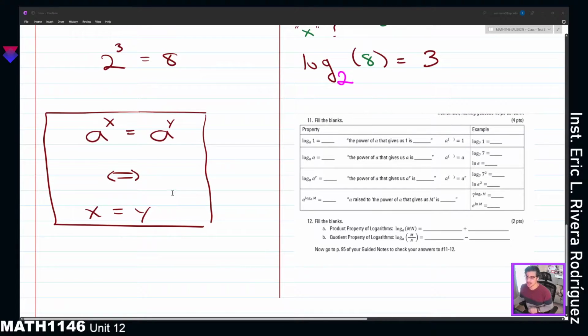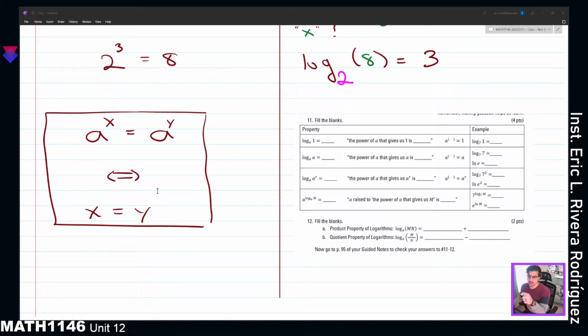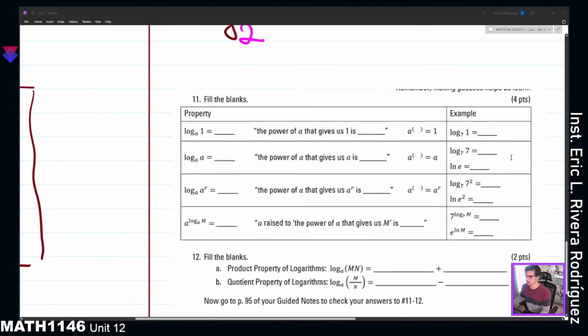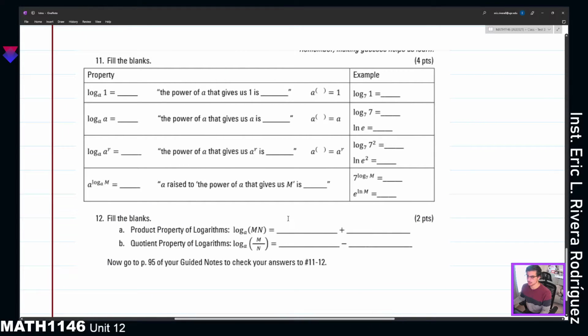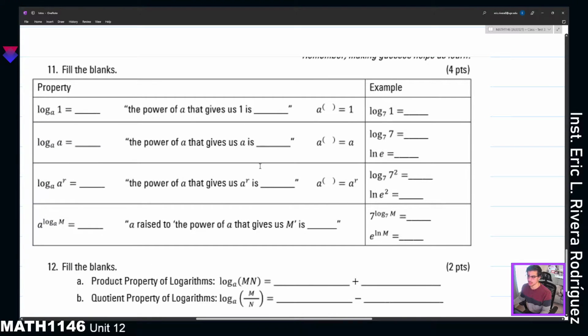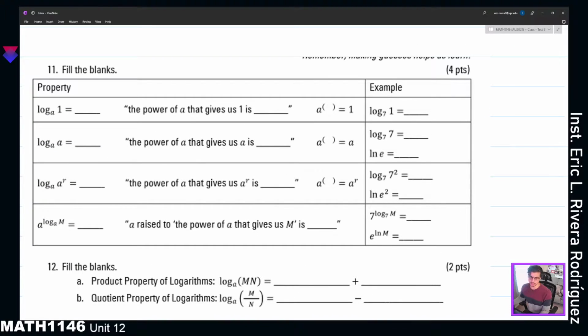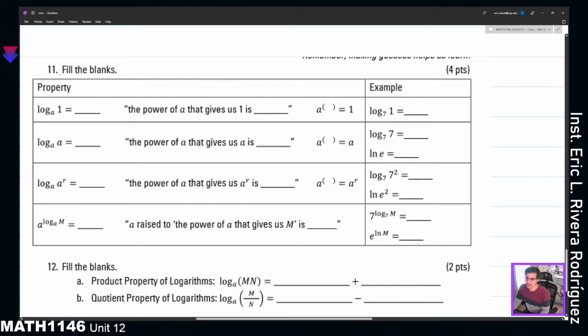I told you that I'm going to show you why this property is true, but first we will need to learn about some properties of the logarithm function. This is a table that you have on the worksheet of the day. This is something that you want to remember, very important, because you will see how we are going to use this to solve those equations.